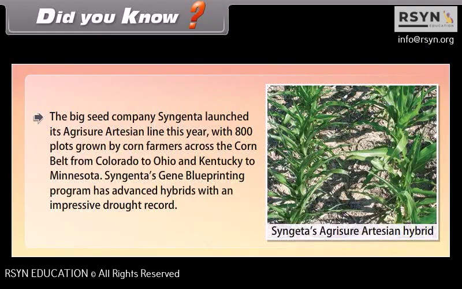Did you know? The big seed company Syngenta launched its Agrisure Artesian line this year with 800 plots grown by corn farmers across the Corn Belt from Colorado to Ohio and Kentucky to Minnesota. Syngenta's gene blueprinting program has advanced hybrids with an impressive drought record.